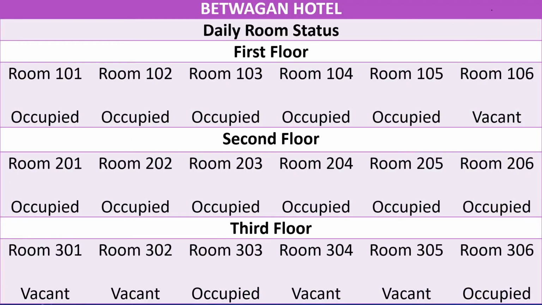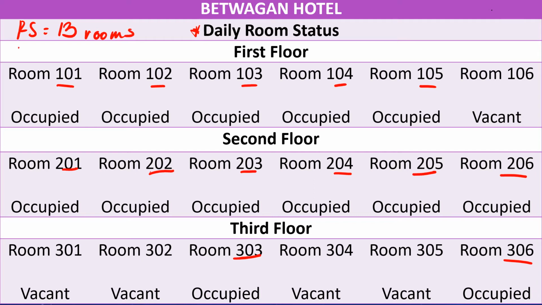For the next example, you're asked to analyze the daily status report of Butuagan Hotel and compute for the room occupancy percentage. Start by identifying the number of rooms sold. Room 101, Room 102, Room 103, Room 104, Room 105, Room 201, Room 202, Room 203, Room 204, Room 205, Room 206, Room 303, and finally Room 306 with a total of 13 rooms occupied.